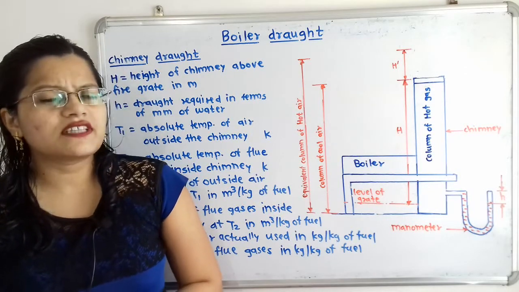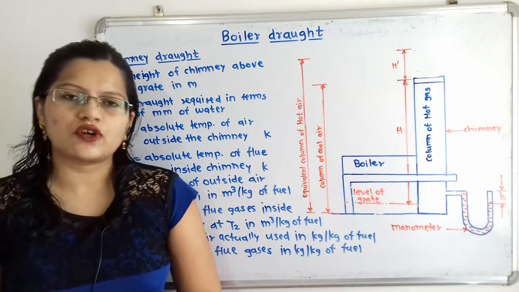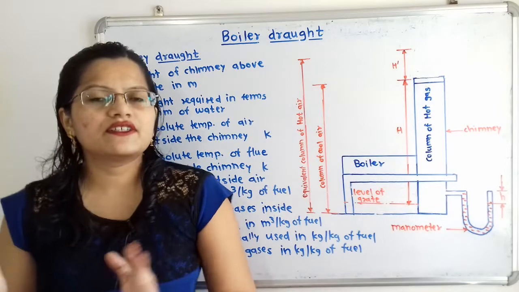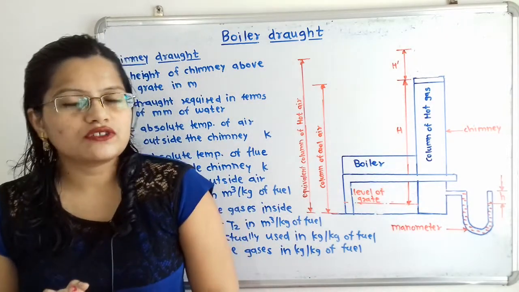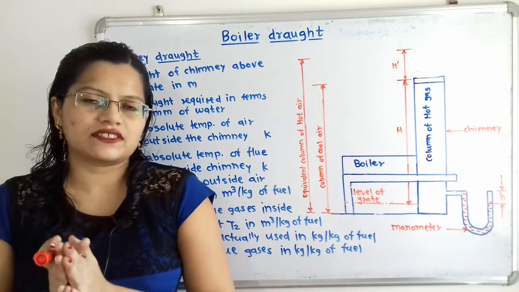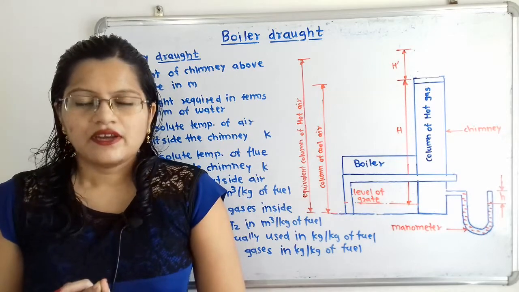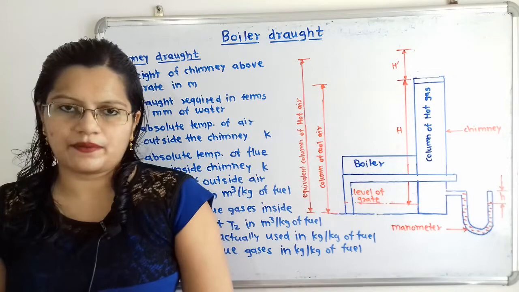We will understand what is the chimney draught. So chimney draught is the natural draught and it is having induced effect. Now why is induced effect occurring in the chimney draught? Because of the density difference between the hot flue gases and the outside air of the chimney. We will understand the chimney draught with the help of this diagram.